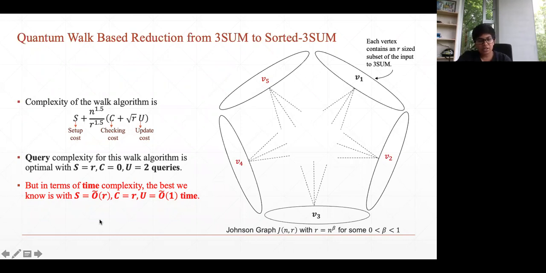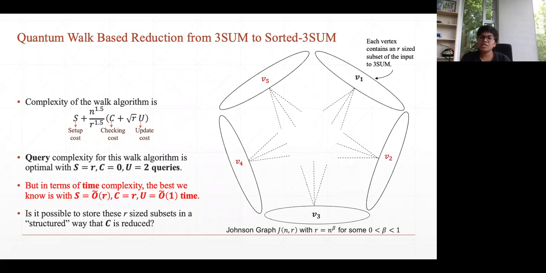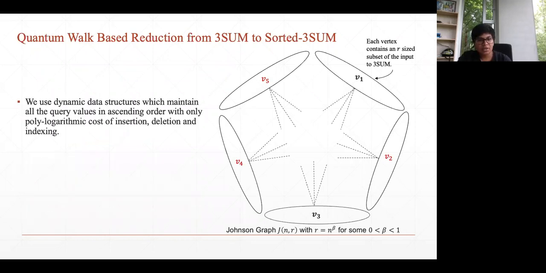So the idea that we thought about is, what if we were able to store these R size subsets in such a way that this checking cost for us is reduced? And we see that we can do that, but with a tiny trick. We use dynamic data structures to maintain these query values in ascending order. Such data structures exist, which have polylogarithmic cost of insertion, deletion and indexing. We were able to use such data structures.